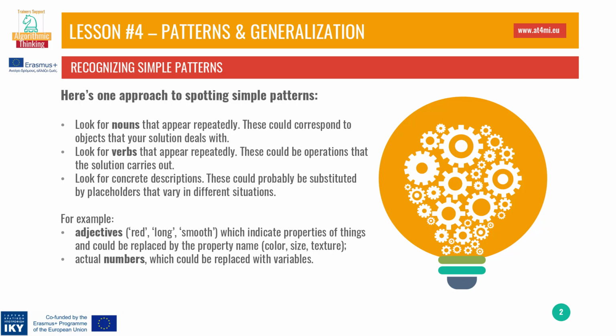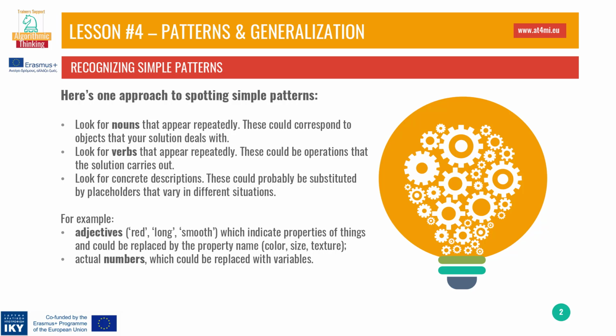For example, adjectives: red, long, smooth, which indicate properties of things and could be replaced by the property name: color, size, texture. Actual numbers, which could be replaced with variables. Let's illustrate all this by examining the algorithm above.